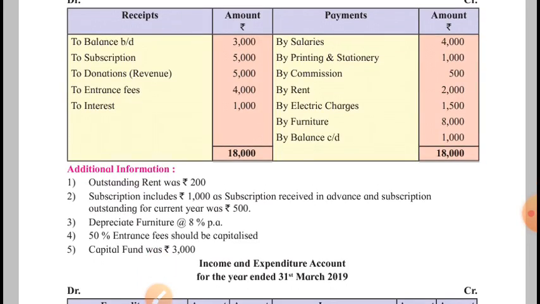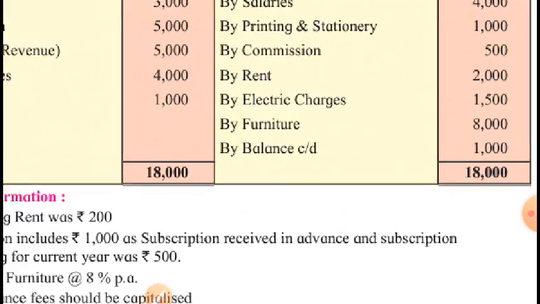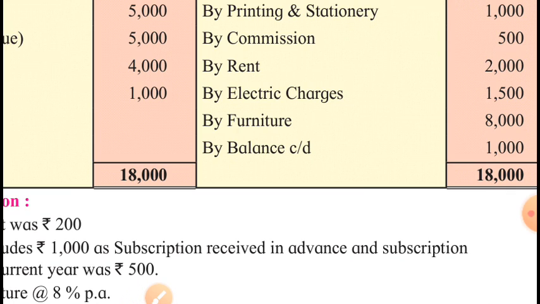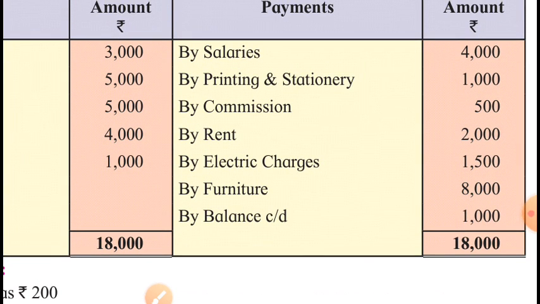And the closing balance of cash also is an asset for the business. At the end of the year we have a cash balance of rupees 1000. It will be shown on the asset side. So salaries, printing and stationery, commission, rent, electric charges will be debited to income and expenditure account, and furniture and closing cash balance will be shown on the asset side.